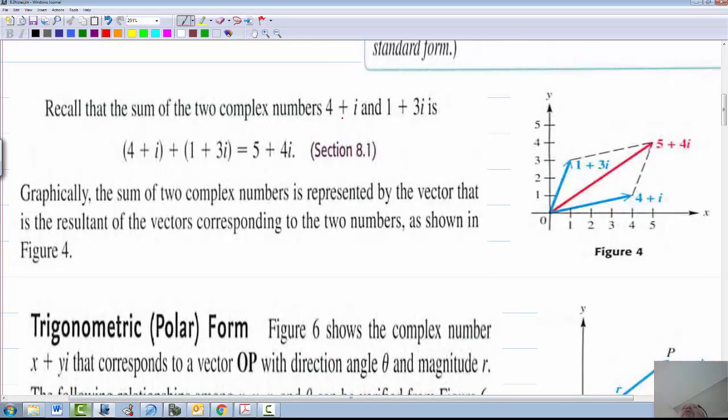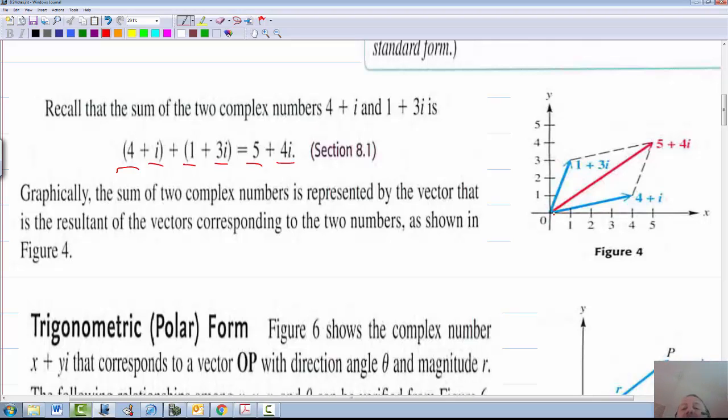But just imagine you had 4 plus i and 1 plus 3i, and imagine you had to add these together. Well, of course, all I do is take 4 plus 1, and I'd take 1i plus 3i. And that would be the answer rectangularly. But now we can incorporate this with vectors. And how do vectors add?